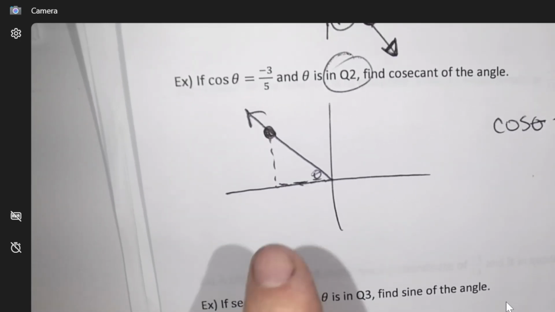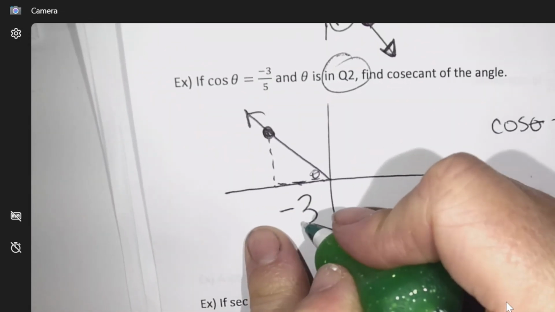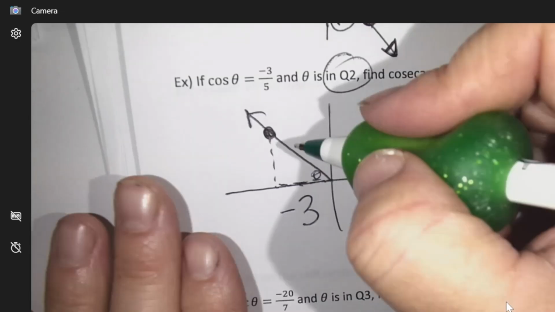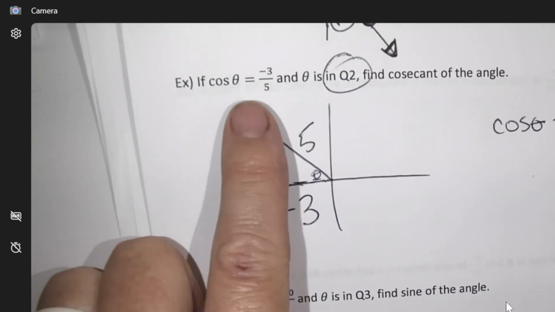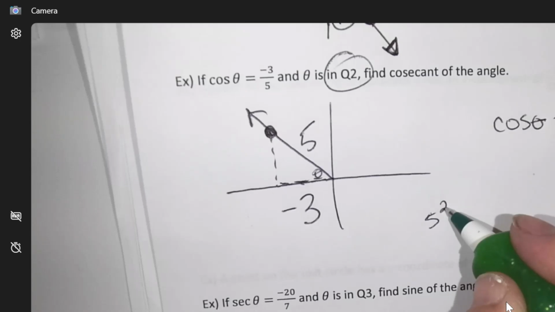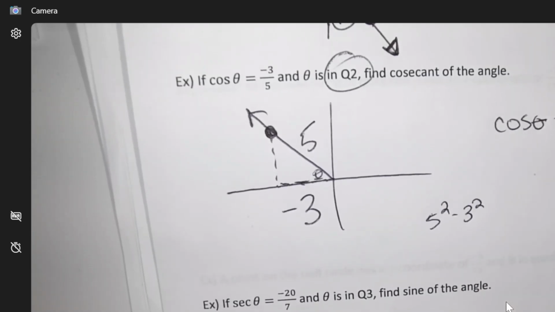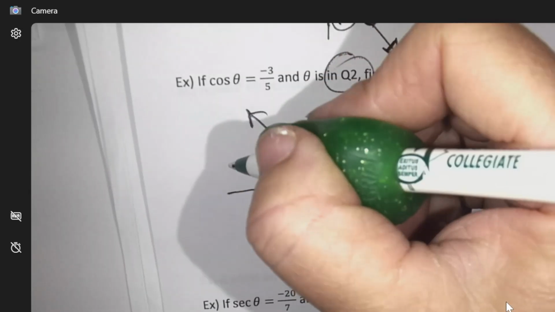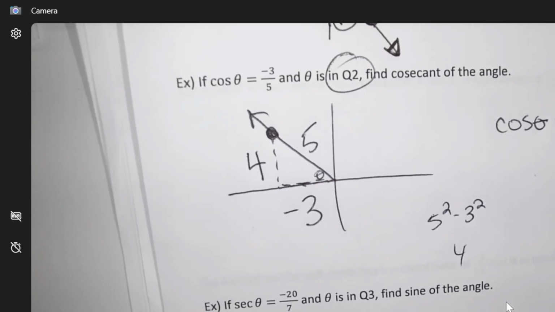Okay, so let's talk about putting the negative 3 somewhere. That's x on the horizontal side. And then the 5 is the radius. So I'm missing the vertical side, I'm missing the y. So give me a Pythagorean theorem, but this time you're going to be doing subtract, right? Because it's not the hypotenuse. So 5 squared minus 3 squared. And you're probably getting a 4 in your calculator, right?